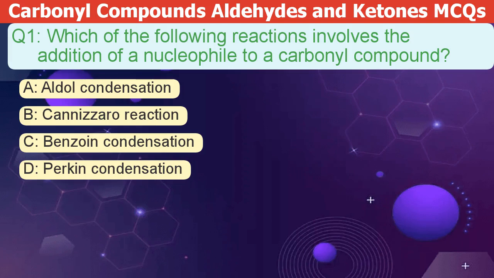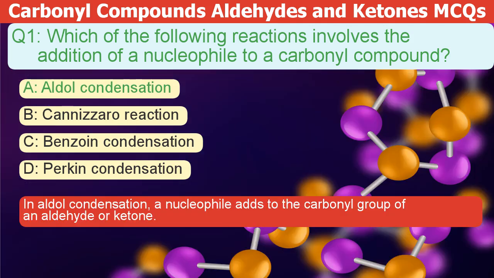Which of the following reactions involves the addition of a nucleophile to a carbonyl compound? A. Aldol condensation. B. Cannizzaro reaction. C. Benzoin condensation. D. Perkin condensation. The correct answer is A.